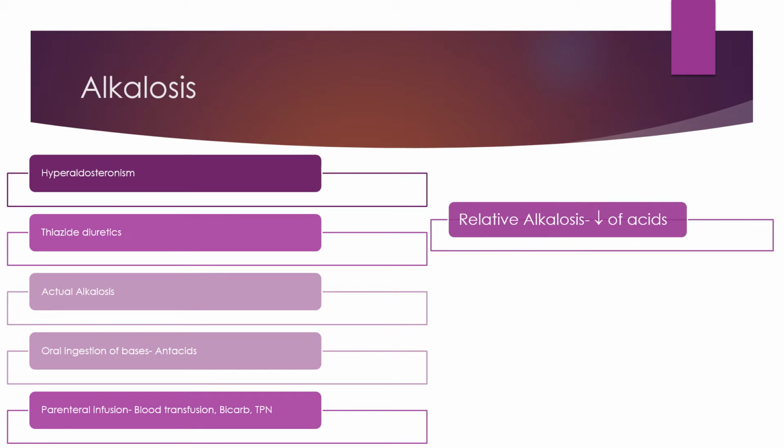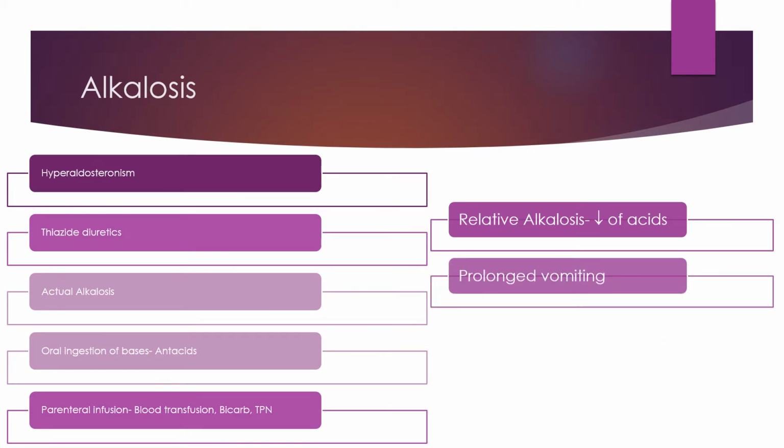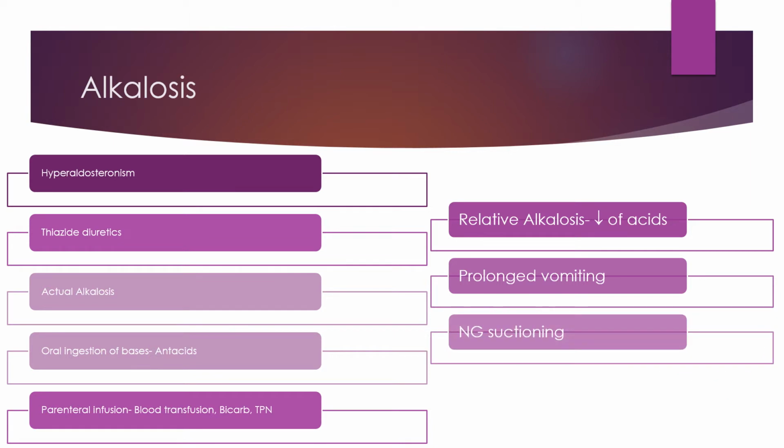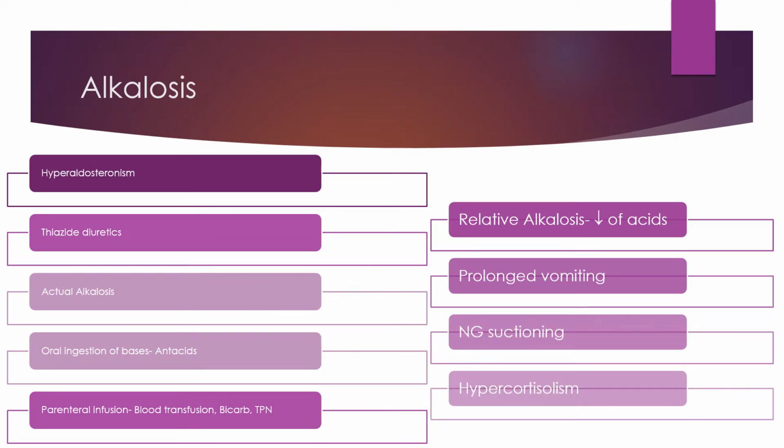And then we have relative alkalosis, which is like a decrease in the number of acids. It could be due to prolonged vomiting, nasogastric suctioning, or hypercortisolism.